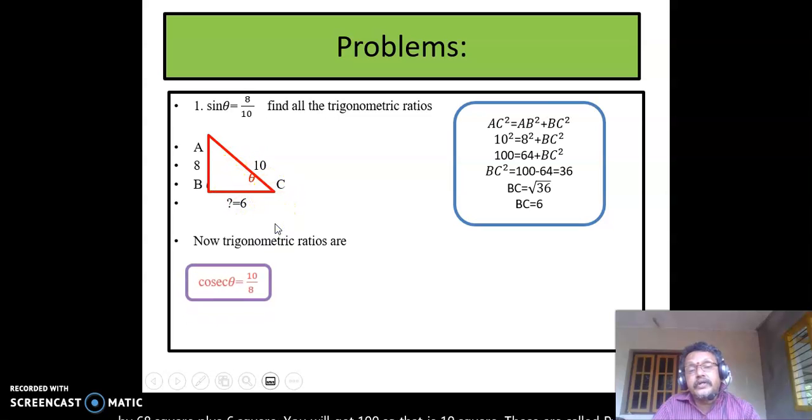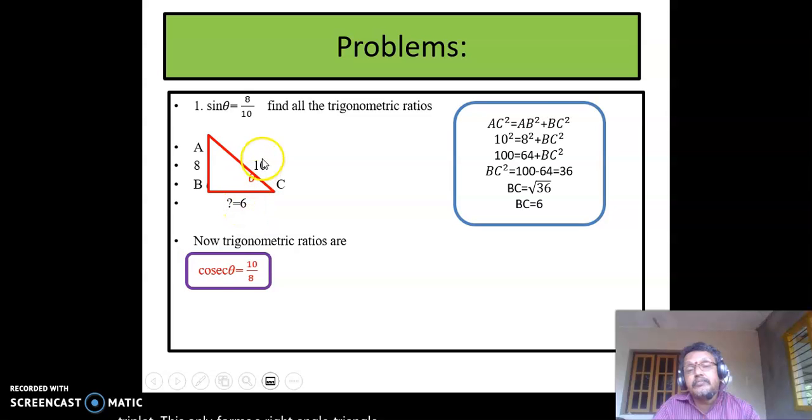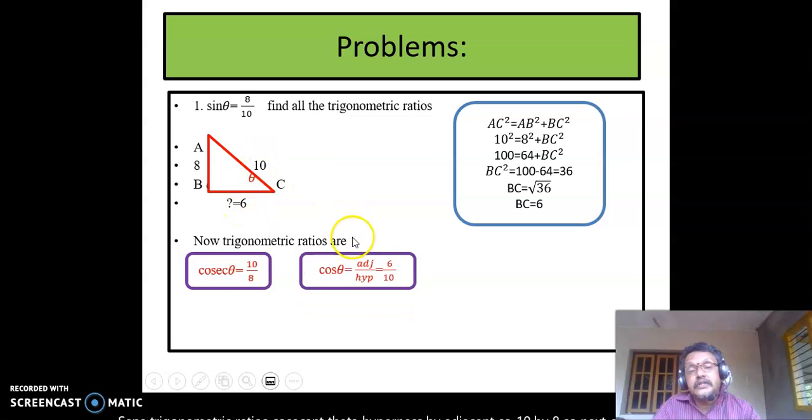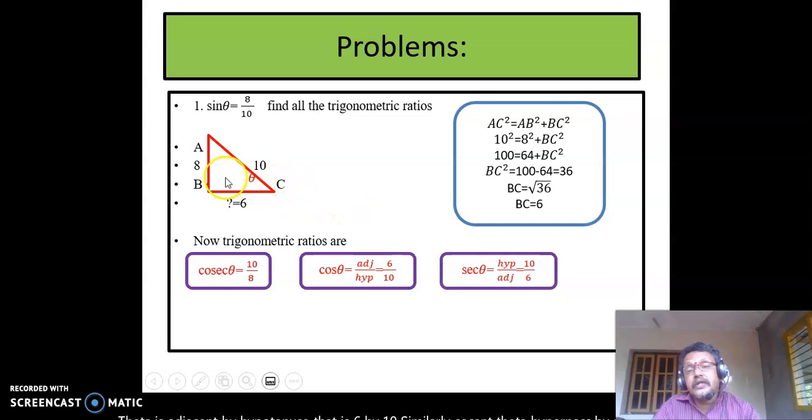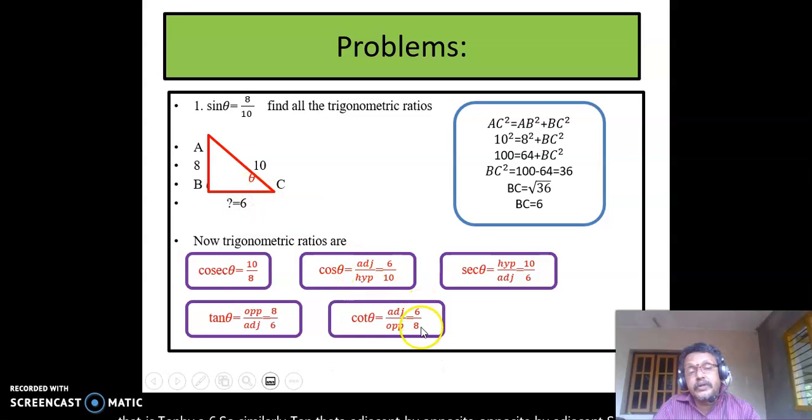So now the trigonometric ratios. Cosecant theta, hypotenuse by opposite, so 10 by 8. Next, cos theta is adjacent by hypotenuse, that is 6 by 10. Similarly, secant theta, hypotenuse by adjacent, so that is 10 by 6. Similarly, tan theta, opposite by adjacent, so that is 8 by 6. So cot theta, adjacent by opposite, so that is 6 by 8.